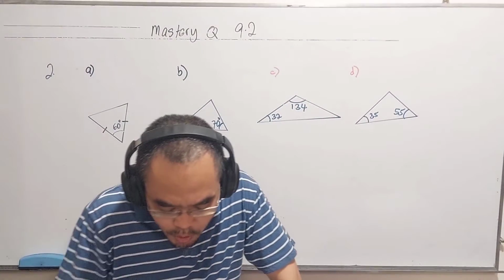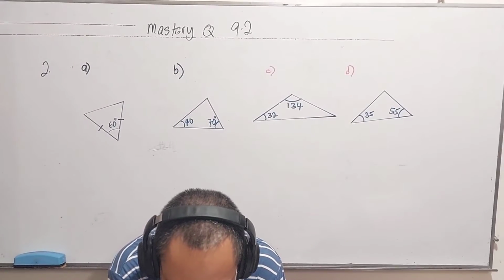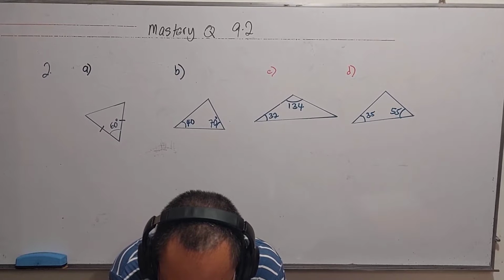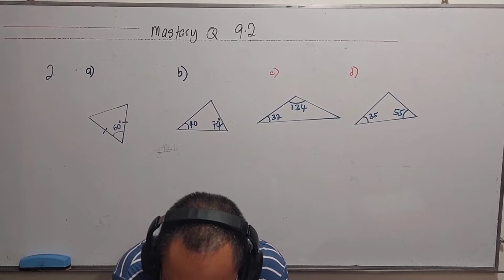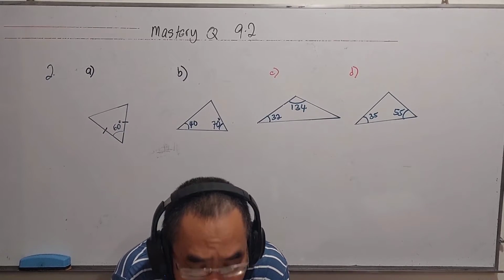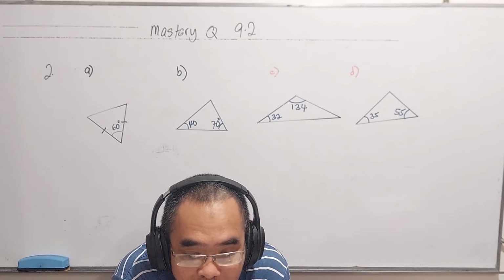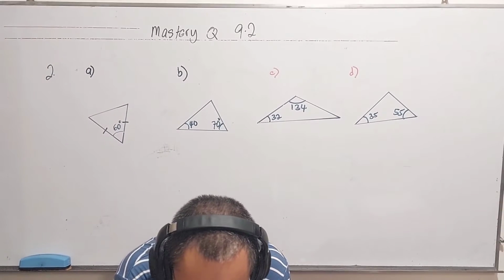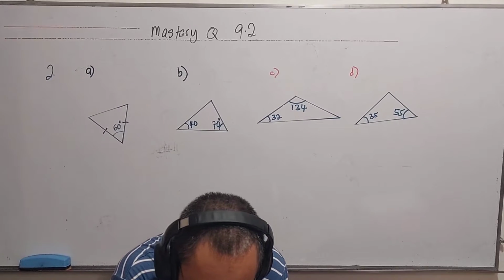Okay, let's continue with question number 2. Identify the type of triangle for each of the following triangles. Okay, how many types of triangles do we have? I also do not remember. Okay, all right. So let's look at number 2A.